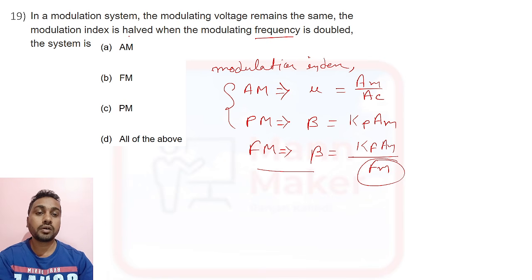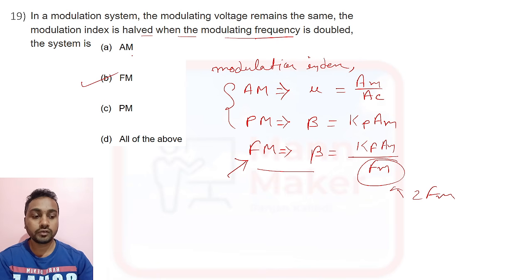And they have asked, if the modulation index is half when the modulating frequency is double, so we have to make this FM as 2FM, like they are asking. So in this case only we can apply this situation. So here the answer will be option B, is your right answer.